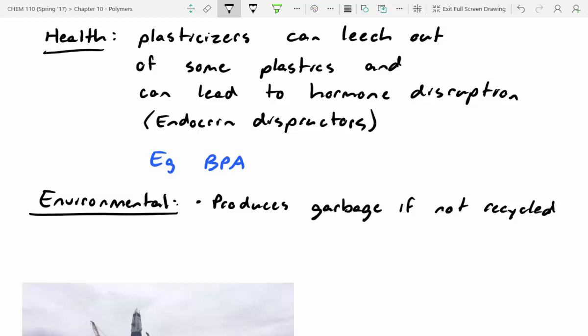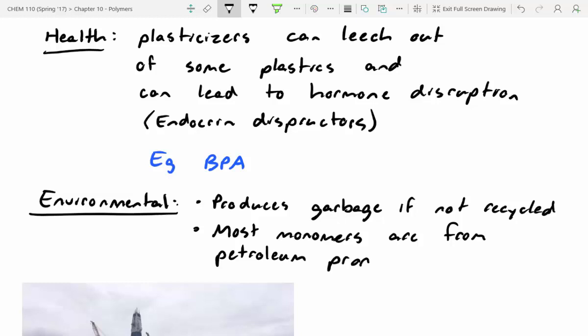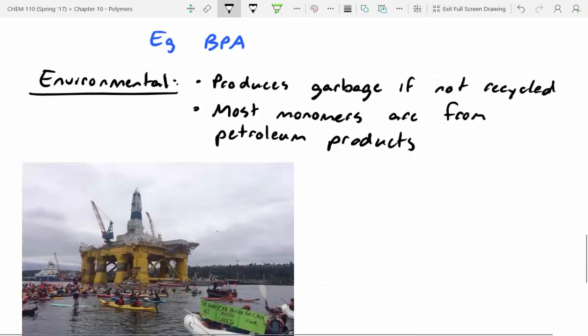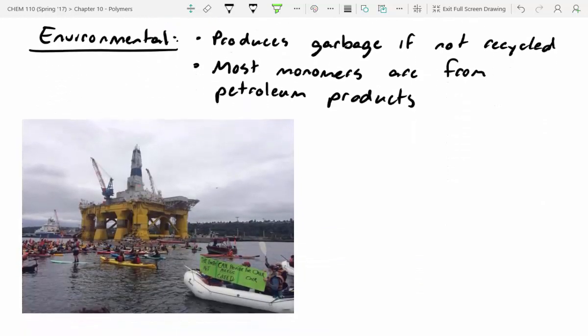The other thing that's a big problem is, where do we get those monomers? From oil and natural gas, right? So most monomers are from petroleum products. And we know drilling for petroleum products isn't always the greenest process, and there can be accidents and things like that, right?